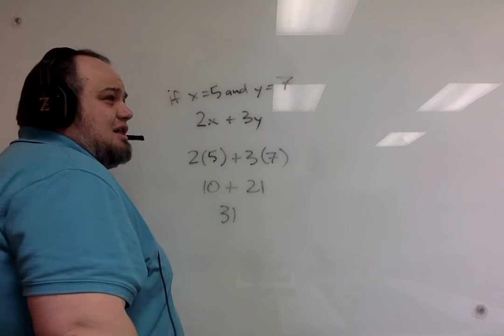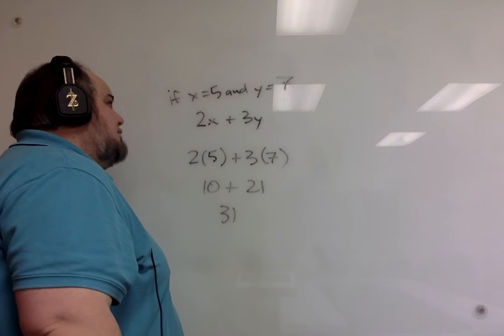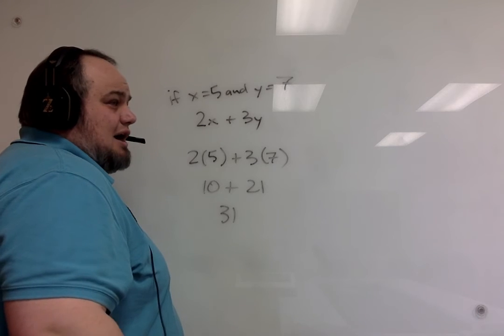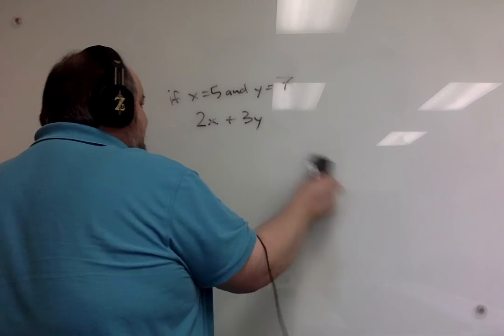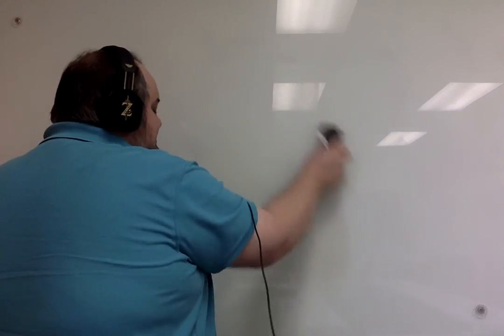So you can see the same polynomial can equal different things depending on the values that you get for x or y or whatever your variables are. So that's how we evaluate. Remember, the order of operations needs to be followed.